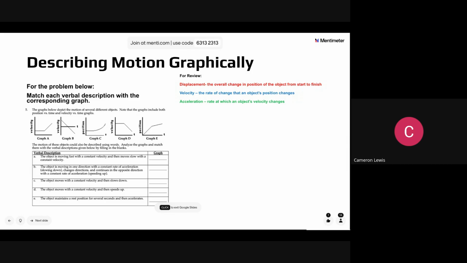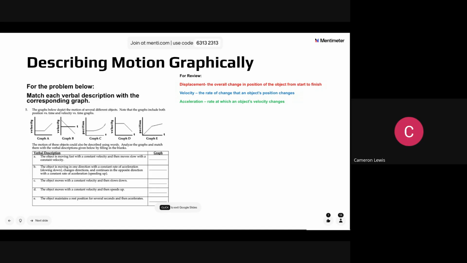Let me get to the third group. The object moves with a constant velocity and then slows down. What did you say? I said it was E because it says the object maintains a rest position for several seconds, then accelerates. So in the graph, you could see it's straight and then it curves up. And you said once the graph curves up, it's an acceleration.